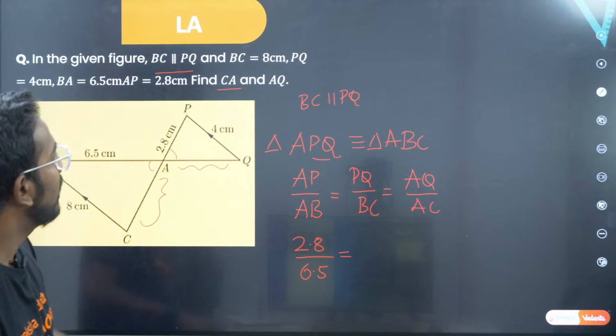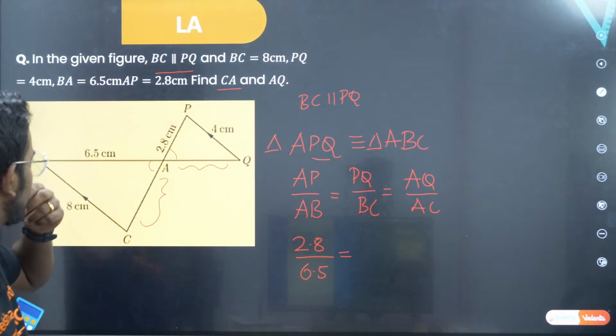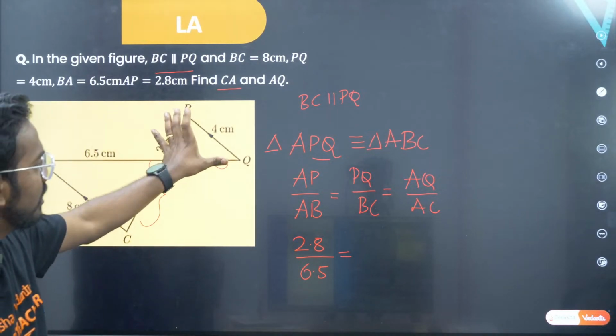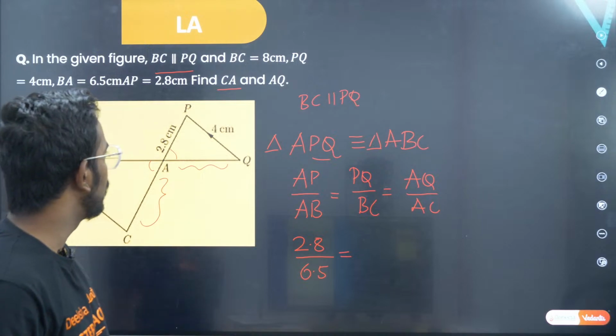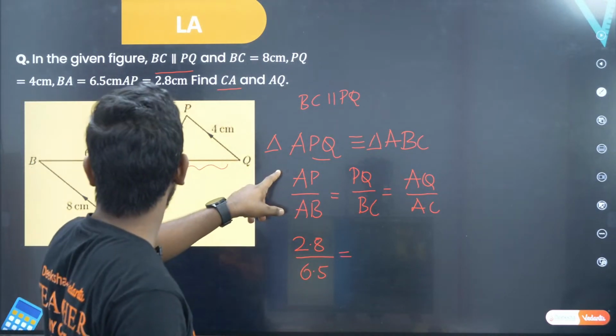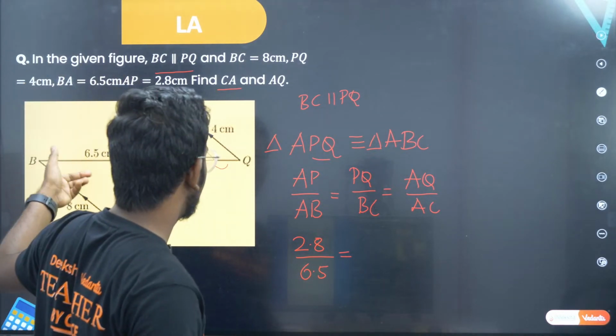What are we supposed to find? AQ and AC itself. So what else is given? BC is given and PQ is given. So BC and PQ both are given. So BC is here, PQ is here. So AP is given and AB is also given.